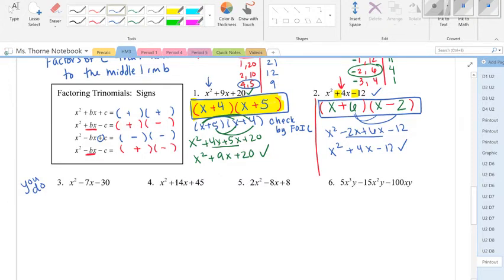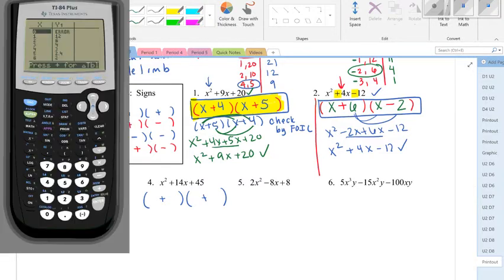Looking at question number 4, same thing. We want to set up our factorization. So we know because both signs are positive, we know both signs are going to be positive here. We want factors of 45 that add up to 14. So in my calculator, I'm going to go to my y equals and do 45 divided by x. I'm looking for factors of 45 that add up to 14. So if I do this right here, 1 plus 45 is 46, so I know that doesn't work. If I keep going to the next one, I have 15 and 3, which of course is bigger than 14, so we know that doesn't work.